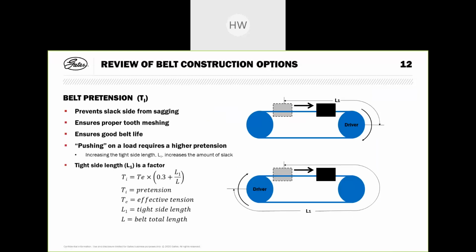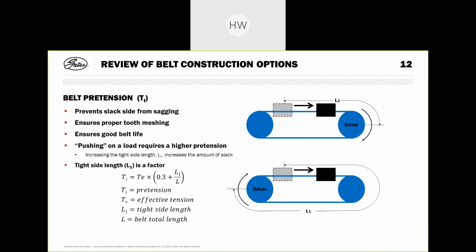So pretension, belt pretension, is another very important feature that we need to respect when we go into an application. The belt pretension is the most important thing that we need to respect when it comes to proper belt operation. Most of the belt failures we see are caused by incorrect pretension of the belt.